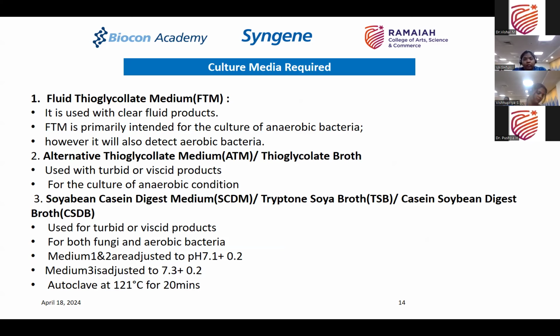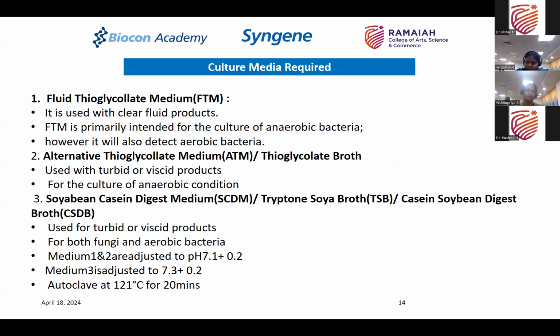According to USP 71, these are the media which we can use. One is fluid thioglycolate medium. It is used with clear fluid products, and it is mainly intended to culture anaerobic bacteria, and we can also use it for aerobic bacteria. So now the question comes: what is the meaning of aerobic bacteria and anaerobic bacteria?